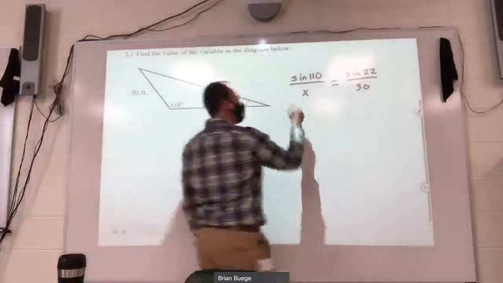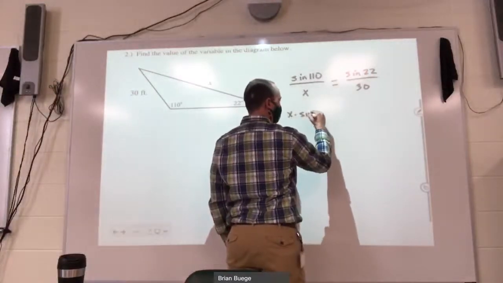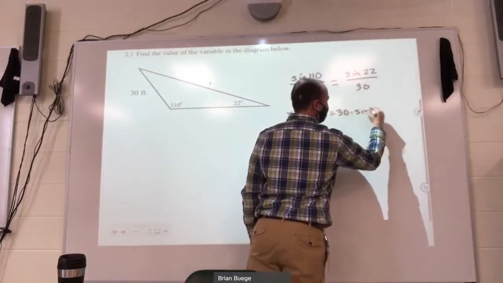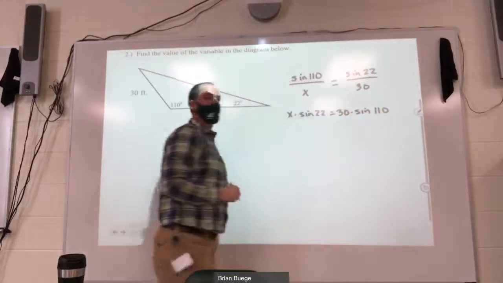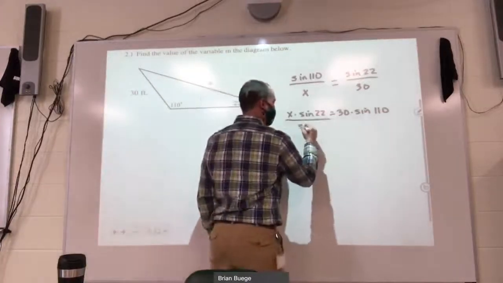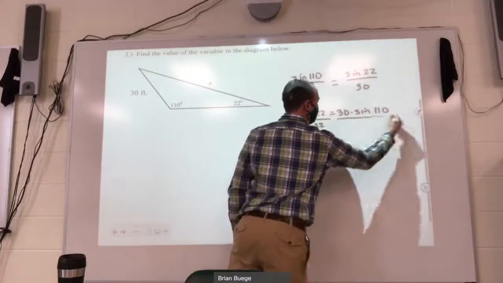Cross multiply. We get x times the sine of 22 equal to 30 times the sine of 110. And now I've got to get x by itself. So last step, we divide both sides by the sine of 22.